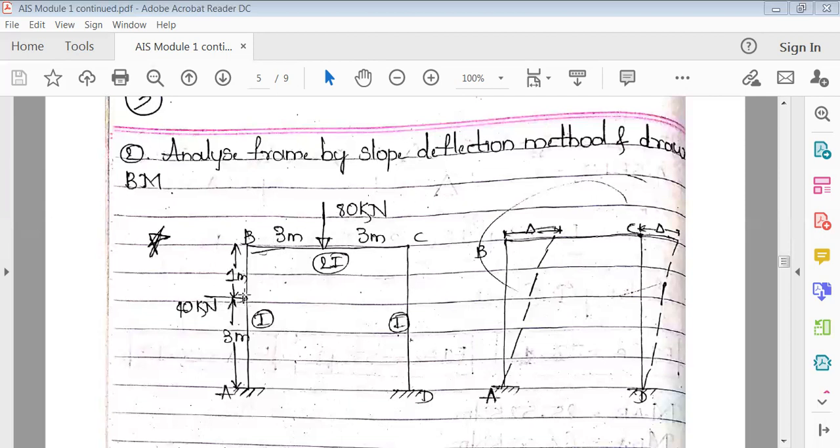Because this 40 kilonewton is trying to push the complete frame to the right side, it's a sway analysis. So for sway analysis, you have to find one more third unknown, that is delta. That is the difference between sway analysis and non-sway analysis. In non-sway analysis, you have to only find the rotations, but in sway analysis, you have to find the third unknown, that is delta, the horizontal displacement.